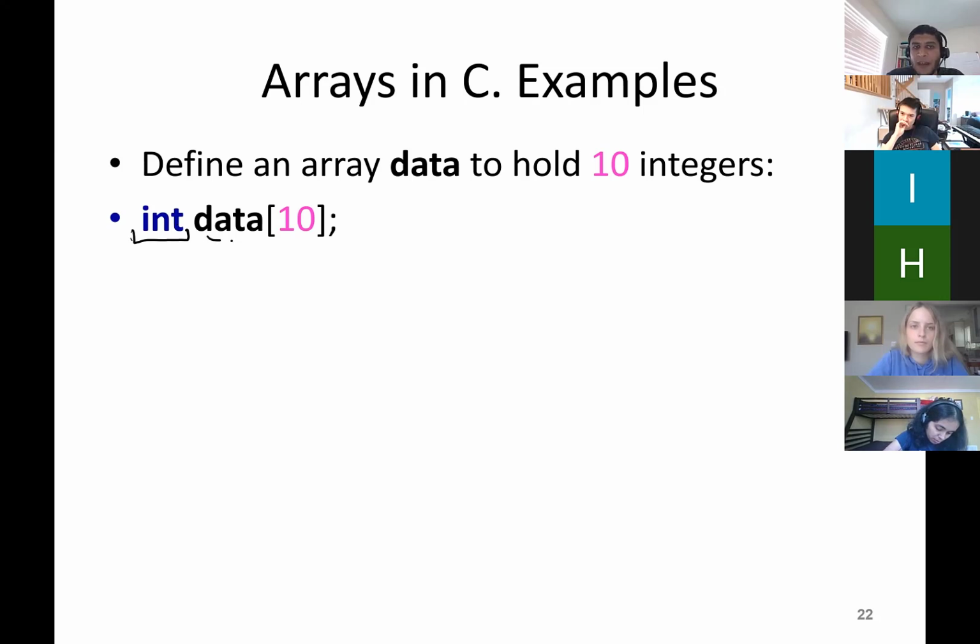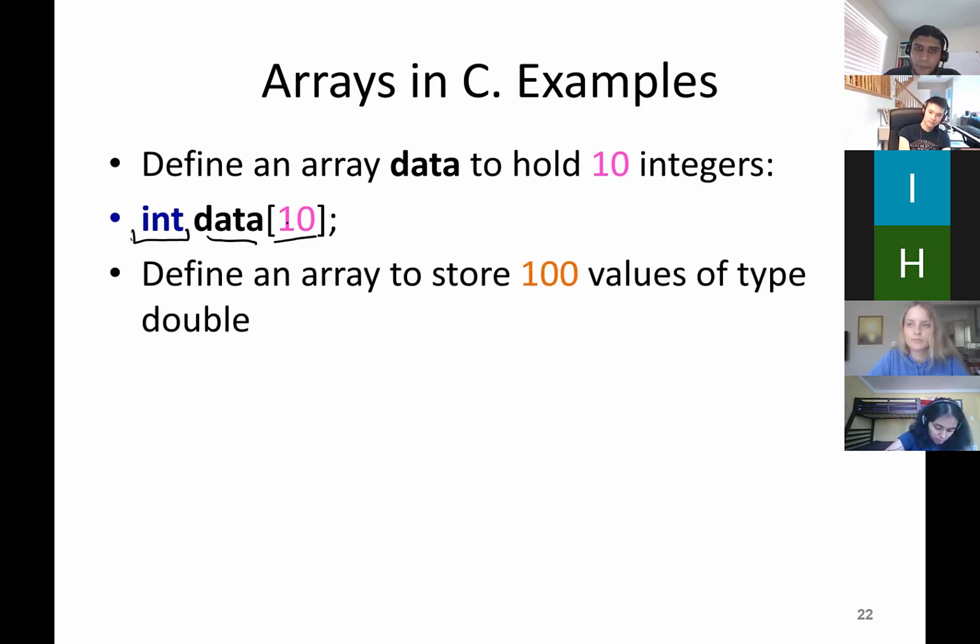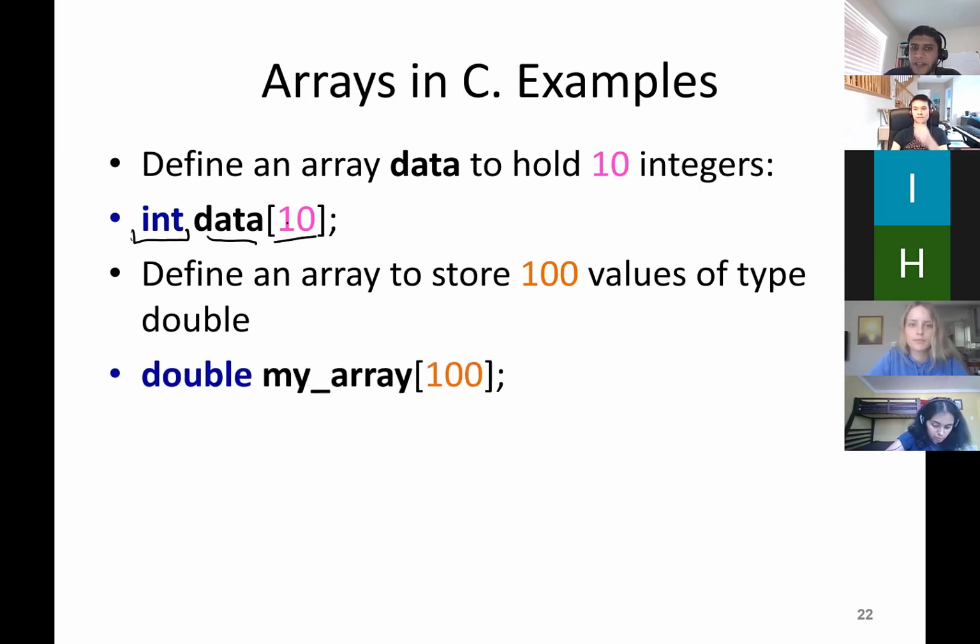And then the name of the array itself. This is a variable. You can call it anything as long as it's a legal name. And then the size of the array. Here it holds 10 integers, so the indices are from 0 to 9. This is the size of the array. Good. If I want to define something with 100 values of type double, I do exactly the same thing. The type is double, I use whatever legal name I can define, and then the number of elements I have, right?